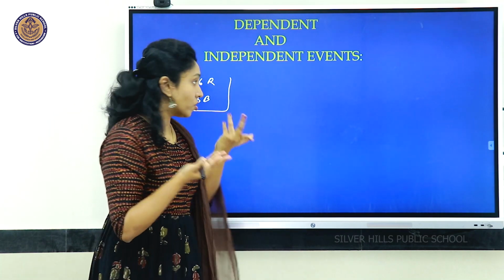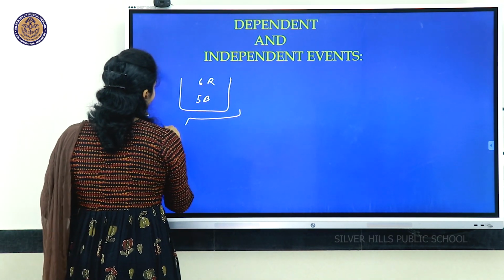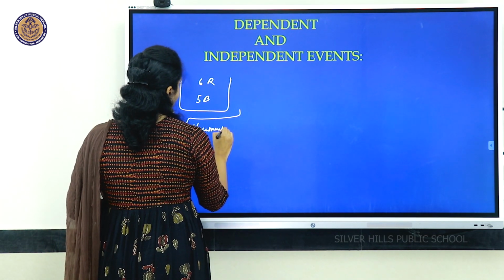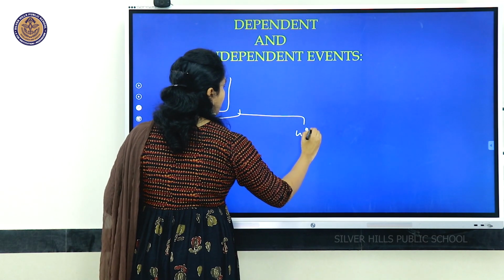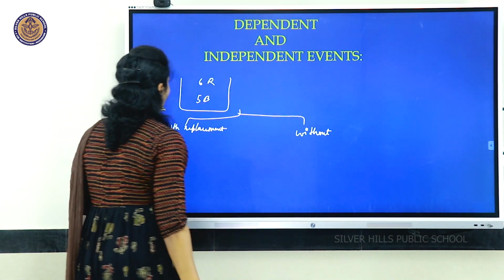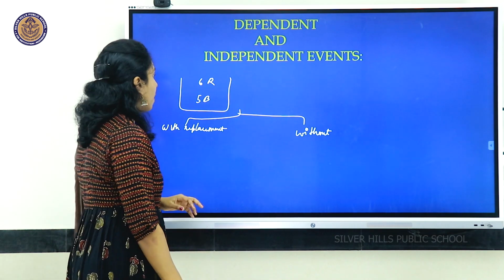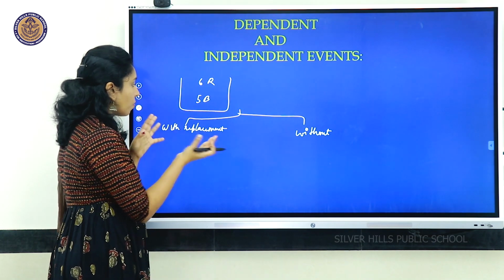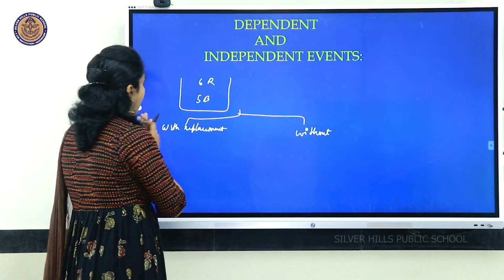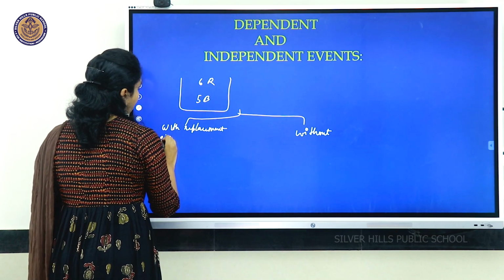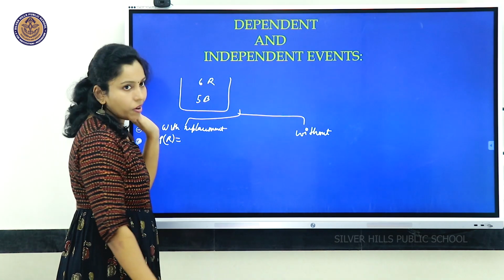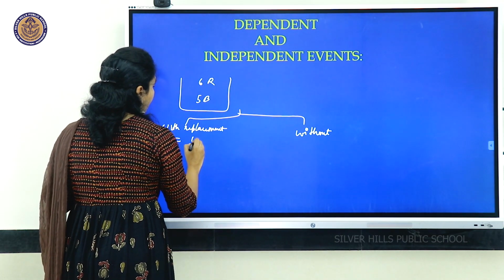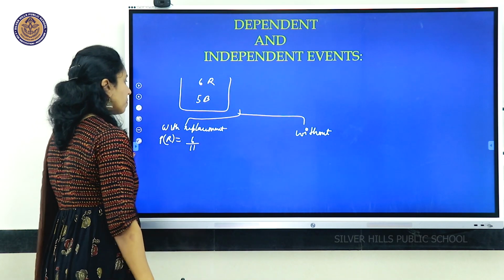Now, let us take it as 2 cases: one is with replacement, where you are replacing the ball, and the other is without replacement, where you are not keeping it back. So, my question is, if you are taking balls with replacement, what is the probability of getting a red ball? 6 red balls out of a total of 6 plus 5, that is 11. So, I will write 6 by 11 here.